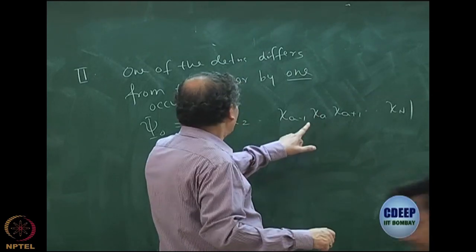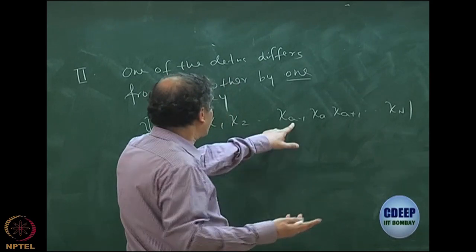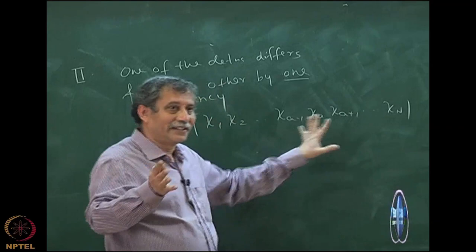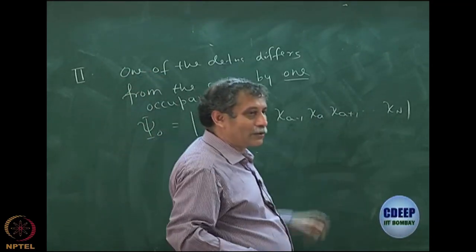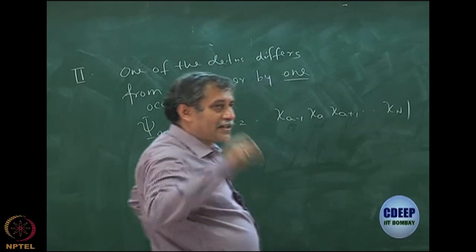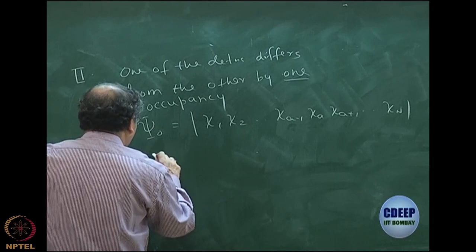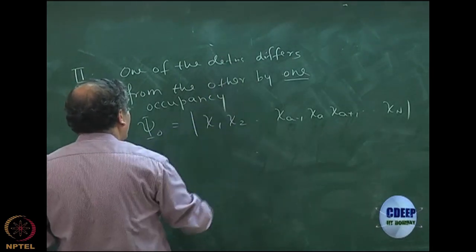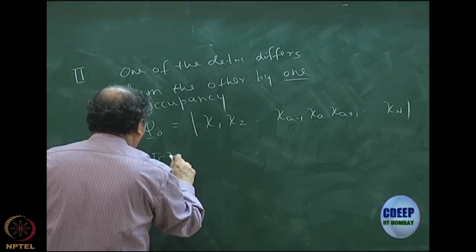That a can be 2, a can be 3. If a is 3, then this is 2. If a is 1, then of course this does not exist. I hope you understand just the meaning of this. I have specifically marked this to make sure that you understand the a. Then, this is one determinant which I call just a reference determinant. With respect to this, the other determinant differs by one occupancy, which I called a r.